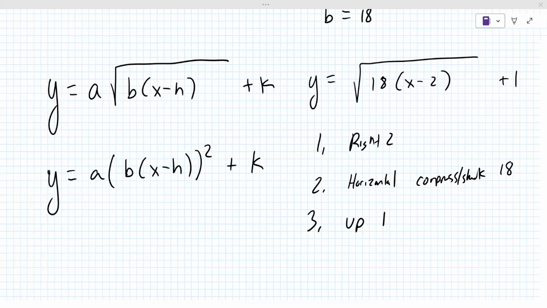So we have those, and then bx minus h squared plus k, a bx minus h. So the square root doesn't have the squared.